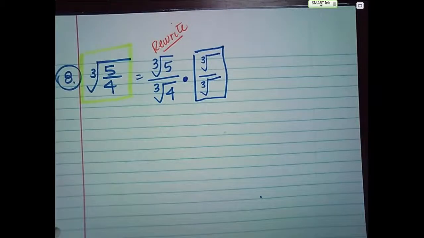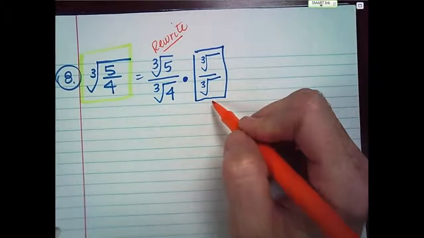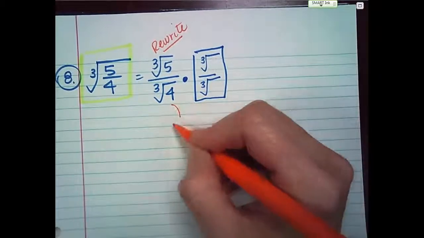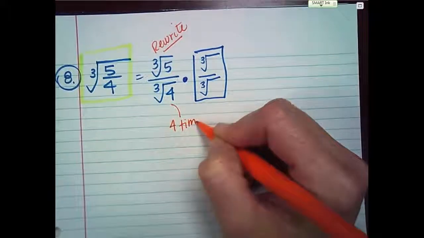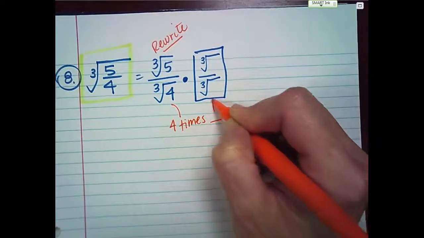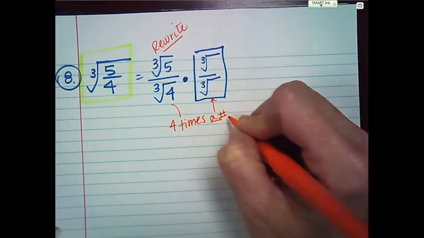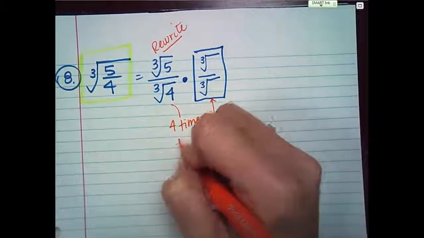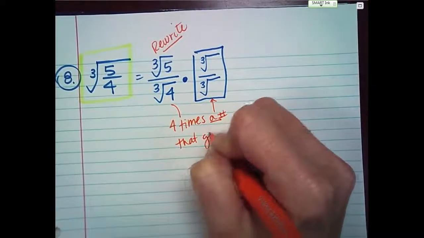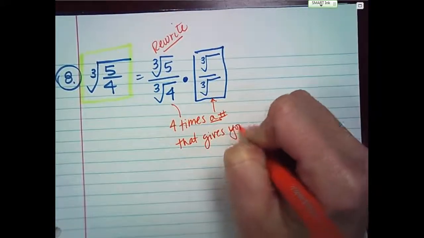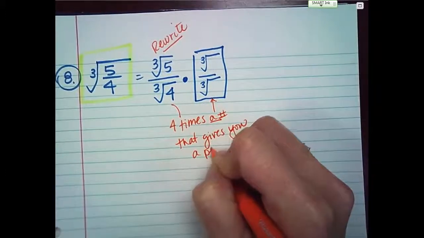Okay? So if you want to write yourself a note, you can. Right? But what you need to say is, how do I write this 4 times some number? That's this number. So 4 times a number. Okay? That gives you a perfect cube.